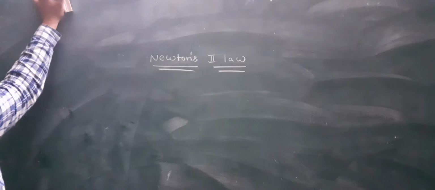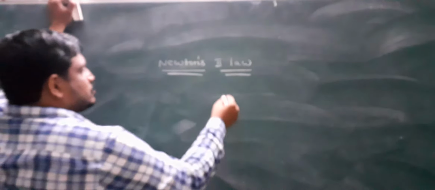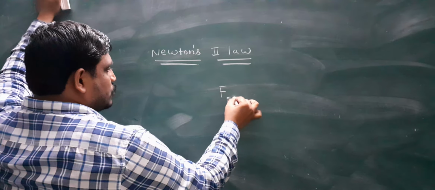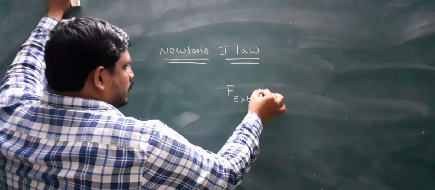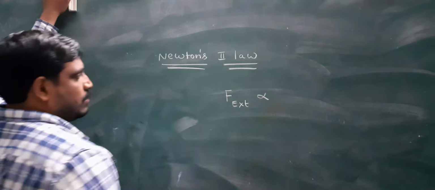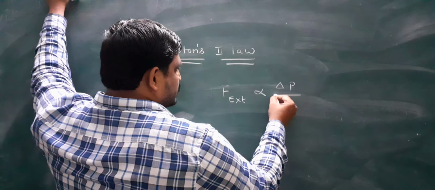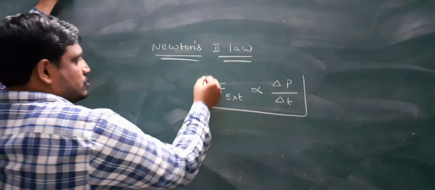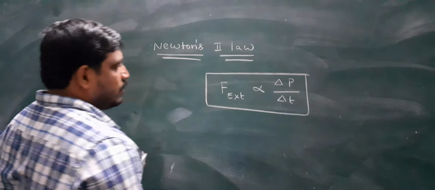Now I discuss Newton's second law. According to this law, there is an external force acting on the body, then the body moves. Simply, we write it as delta P by delta T. This is Newton's second law.